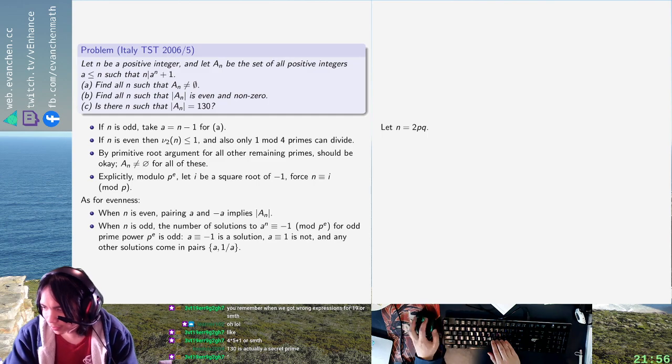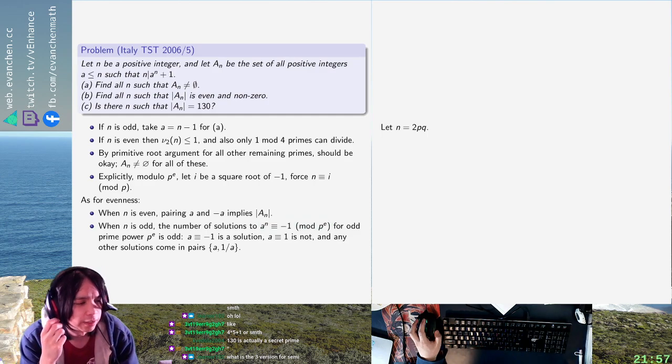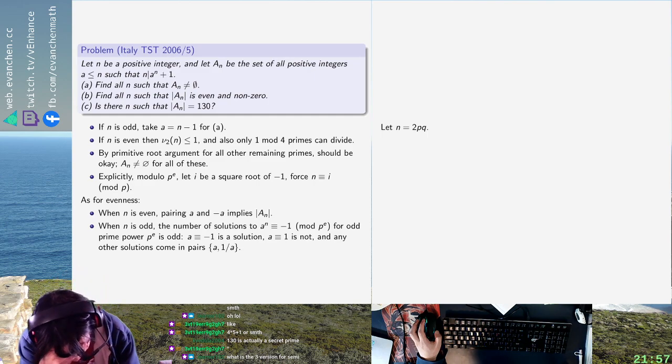Hang on. So the number of solutions to a^n congruent to -1. No, this is always odd. How come it's different? No, it's not. It's always even. For every prime power, in the n even case, this is always an even number, right? Because the solutions come in pairs, a and 1 over a. By the same logic, also by pairing.